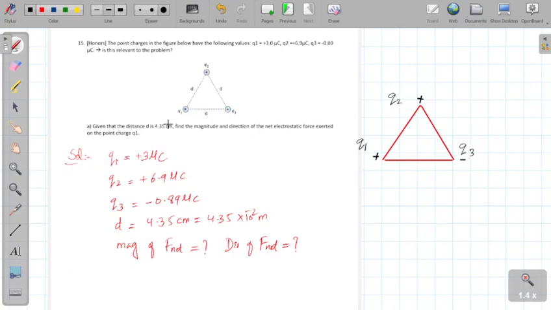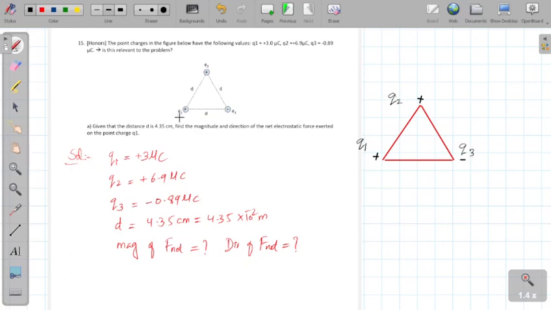Question 15. The point charges in the figure below have the values Q1, Q2 and Q3. Q1 and Q2 are positive while Q3 is a negative value. They are arranged on the corners of an equilateral triangle as given in the figure. The distance between any two charges is d. We have to find the magnitude and the direction of the net force acting on charge 1.